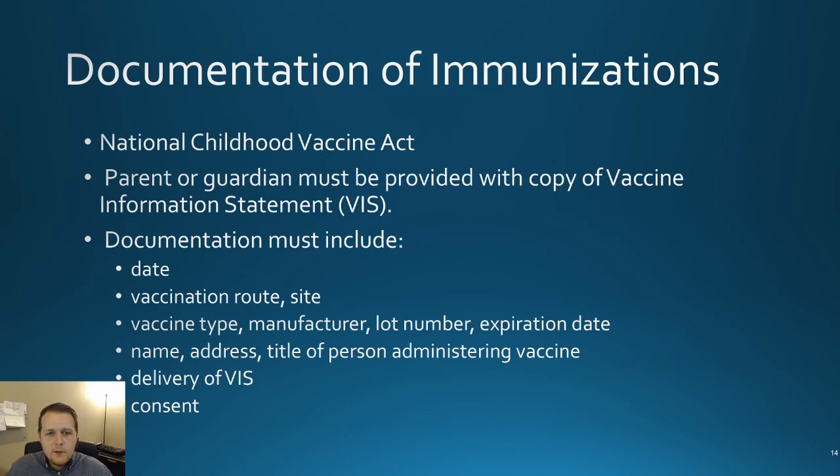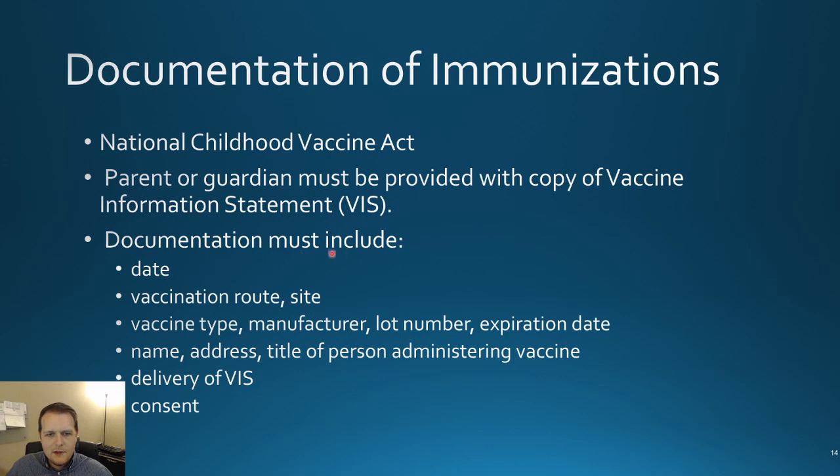So documentation is a really important thing whenever giving an immunization, and a lot of this is due to the National Childhood Vaccine Act. Basically what it means is that anytime someone's getting a vaccine, the parent or guardian or the patient themselves need to be provided with a copy of the Vaccine Information Statement, or VIS. If you've ever gotten a vaccine, you've probably gotten the VIS, even if you don't realize it. It's usually kept with all the other paperwork that you would have gotten from the clinic or wherever.